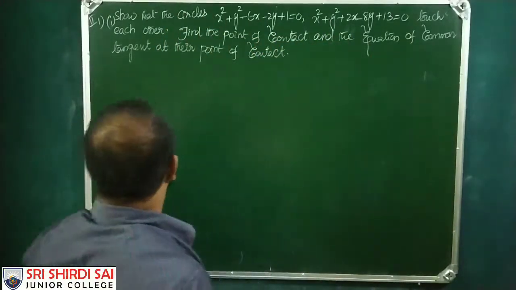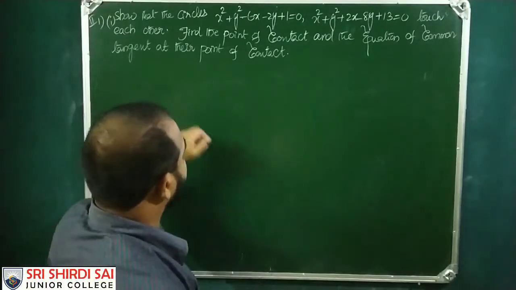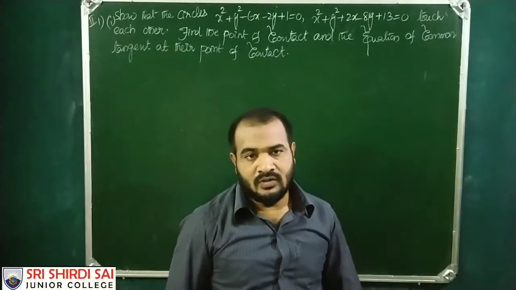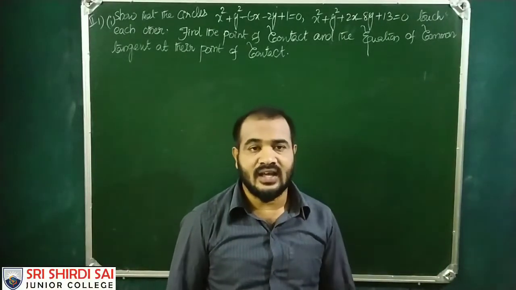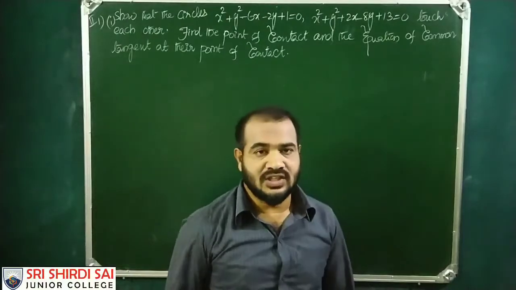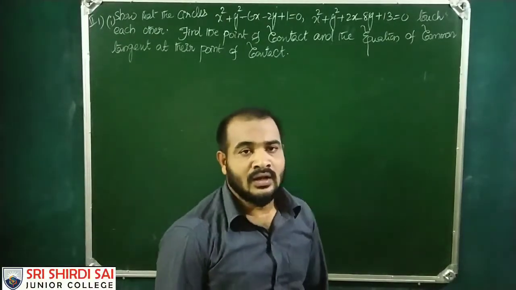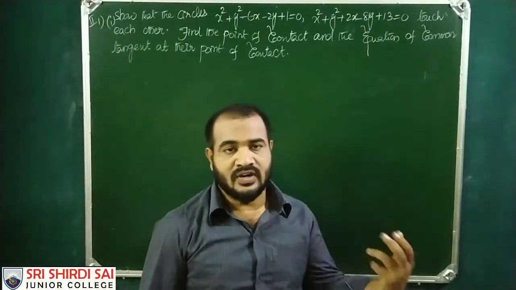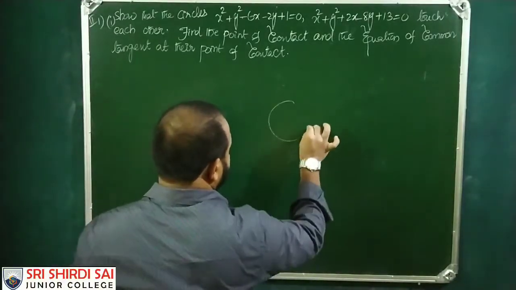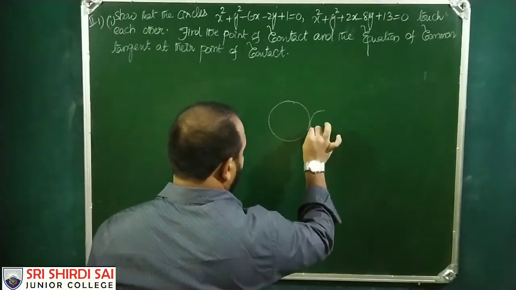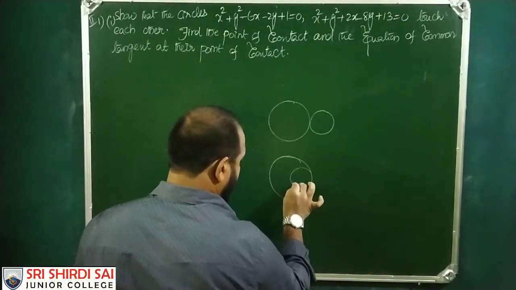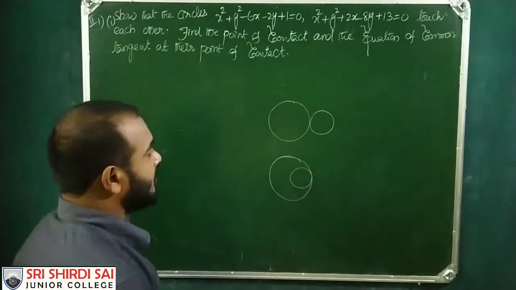The next question: show that the circles touch each other, find the point of contact and the equation of the common tangent at their point of contact. Prior to solving this problem, we don't know exactly how the two circles touch each other, because the touching circles may be like this or it may be like this.